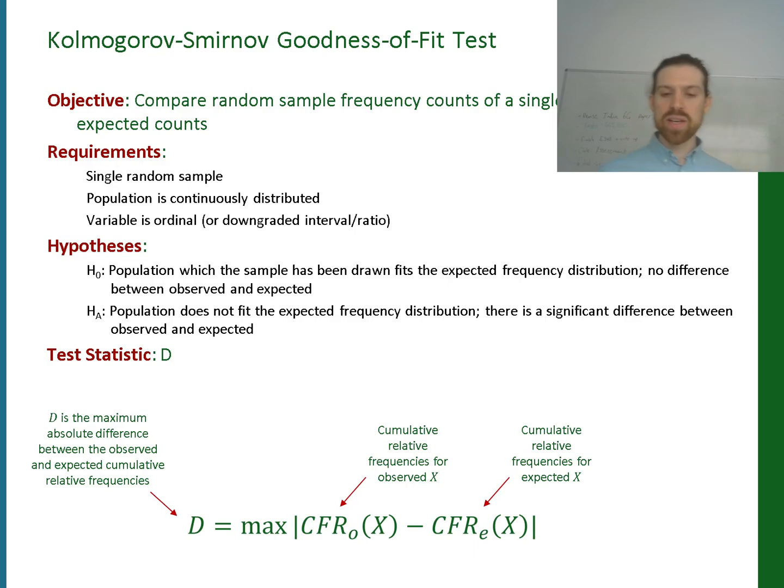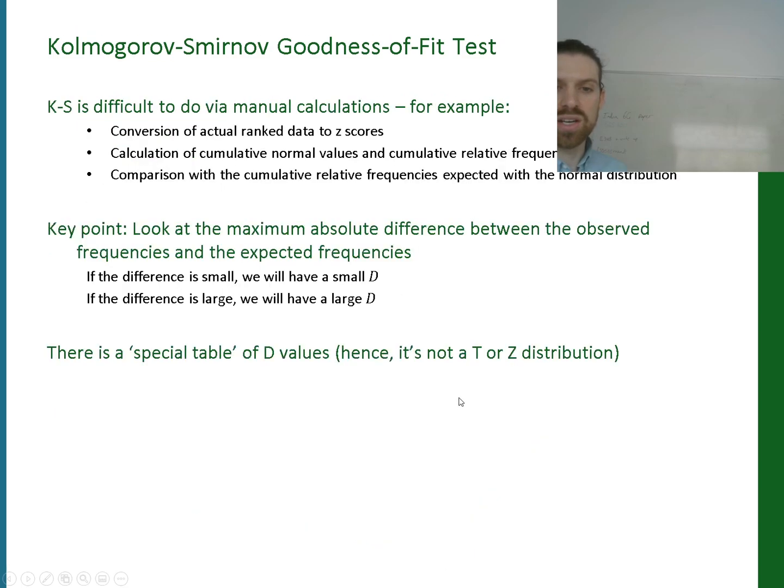The way to get that is basically to subtract the cumulative frequencies for the expected values for the variable of interest from the cumulative frequencies for the observed value, and you find the maximum, okay? So it's not particularly arduous. However, it's actually kind of tricky to do some of the calculations to get to that point. So the Kolmogorov-Smirnov test, to do manually, you basically have to convert the rank data that you got to z-scores. You then need to calculate the cumulative normal frequencies and the cumulative relative frequencies, and then you need to compare those frequencies against each other with the normal distribution, okay?